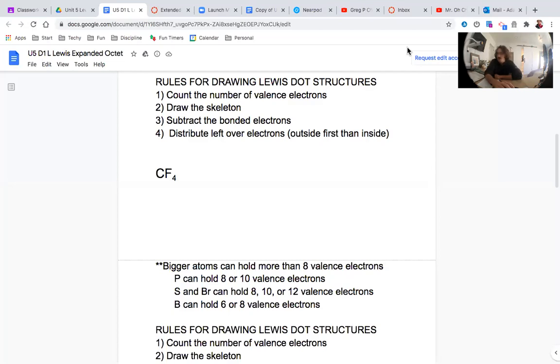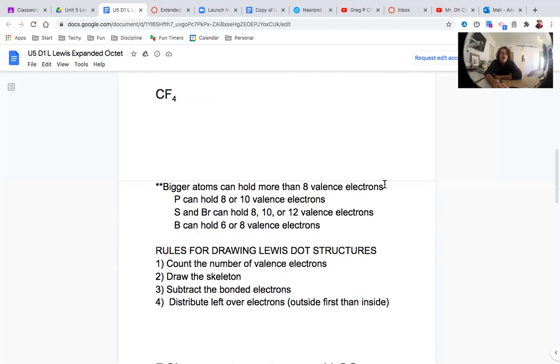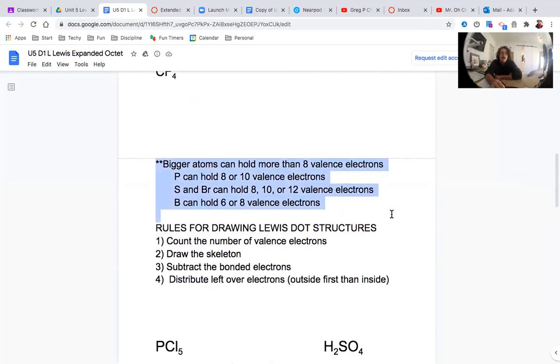All right, students, sometimes covalent molecules and Lewis structures can be more complex. So you're going to want to follow these 4 rules for drawing more complex Lewis structures. And remember, there are exceptions, and here are the exceptions right here. P for phosphorus can hold 8 or 10 valence electrons. Sulfur and bromine can hold 8, 10, or 12. And B for boron can hold 6 or 8 valence electrons. So these are elements that break the octet rule.